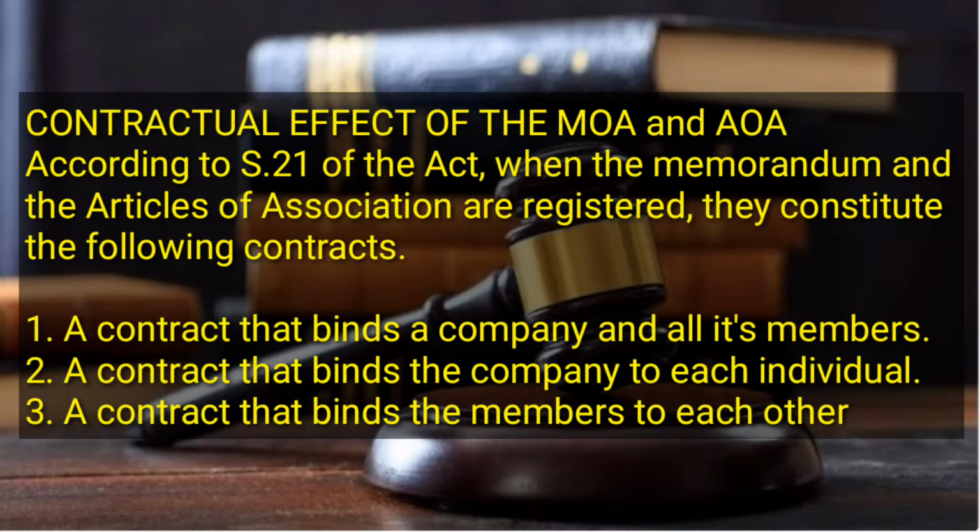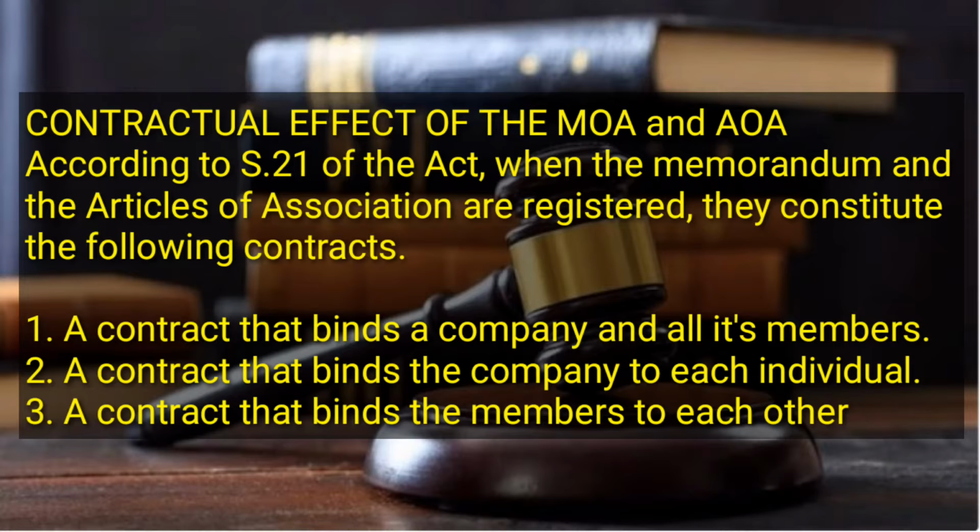Let's look at the contractual effect of the Memorandum of Association, which is MOA, and the Articles of Association, which is AOA. According to Section 21 of the Companies Act, when the Memorandum and the Articles of Association are registered, they constitute the following 3 contracts. The first contract binds a company and all its members to the same extent as if each member had respectively signed and sealed the Memorandum and Articles, and they contain covenants on the part of each member to observe all the provisions of the Memorandum and Articles of Association.